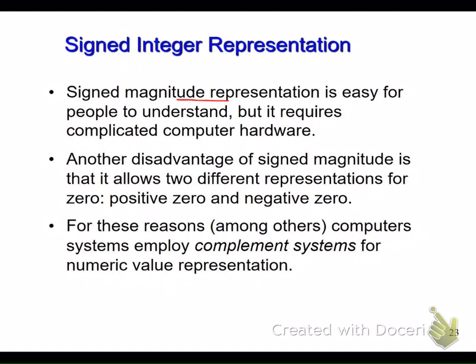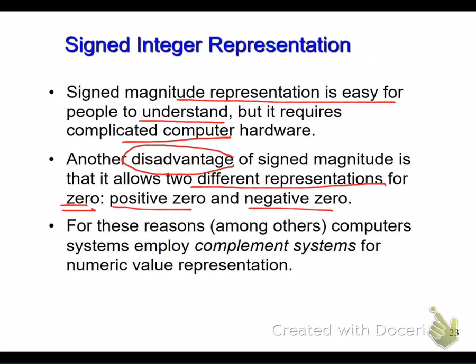So the sign magnitude representation is easy for people to understand. Just like I'm telling you, the most significant bit will be 0 for positive and 1 for negative. But unfortunately, it requires complicated computer hardware. Another disadvantage of sign magnitude is that it allows two different representations for 0. As you may know, I will have a positive 0 and a negative 0.